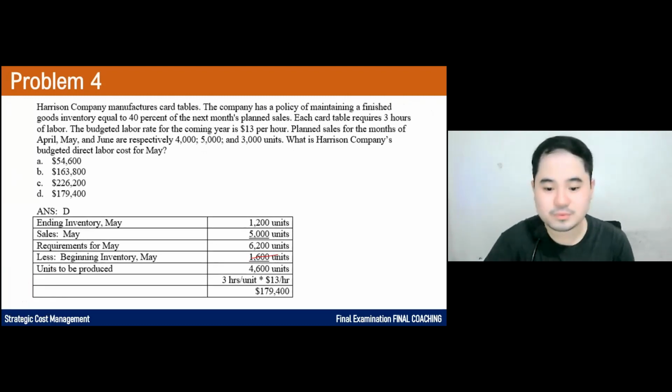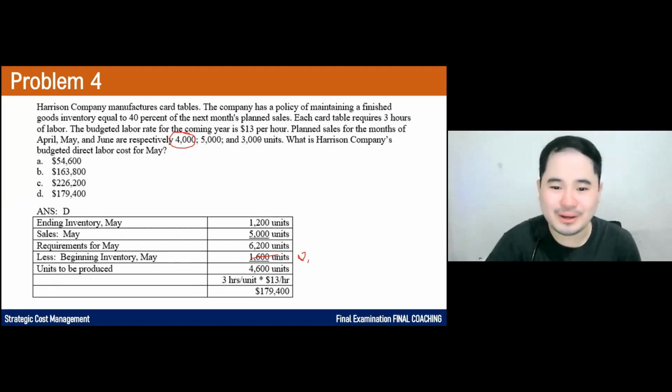Okay, so this becomes 2,000. Nalito. Kinuha yung 4,000 sa, wait lang, may chat tayo. Hello po sir, tama po yata sir. Oo nga teka nga. Wait lang, nalito. Teka, beginning inventory for May.